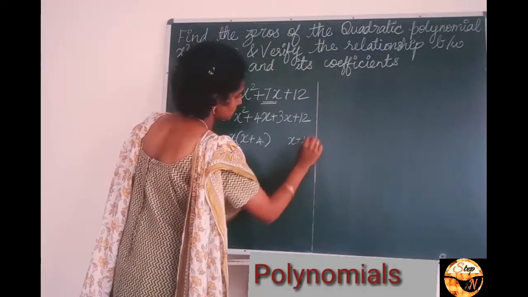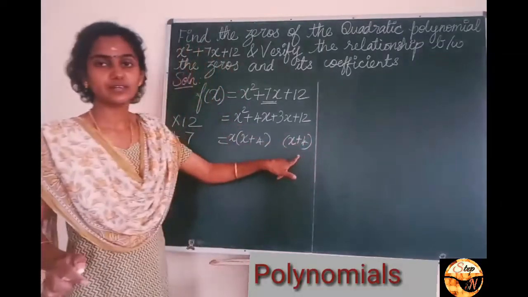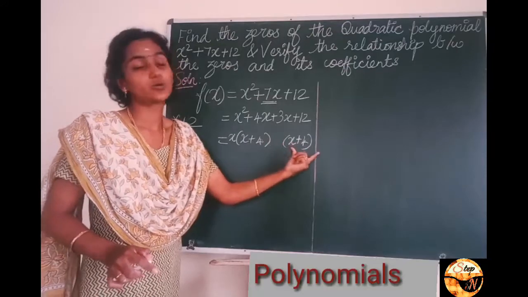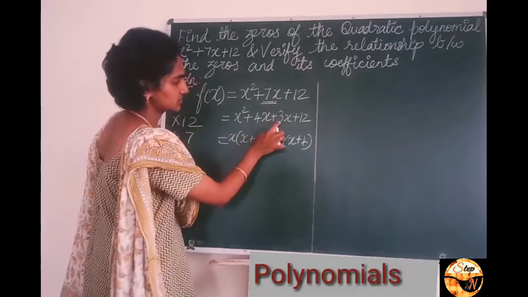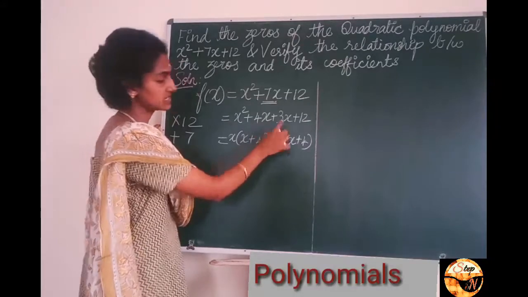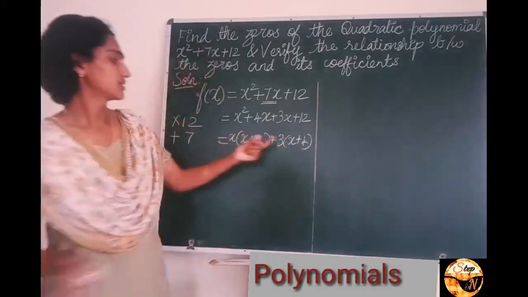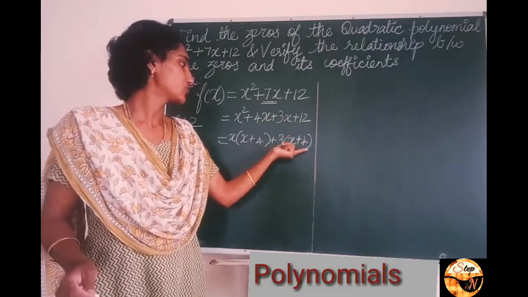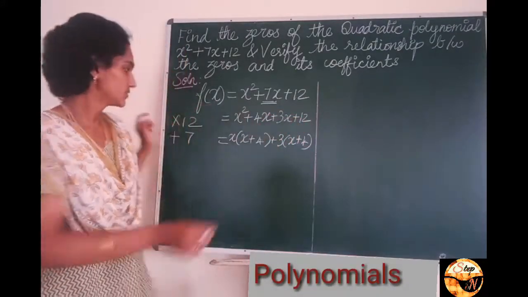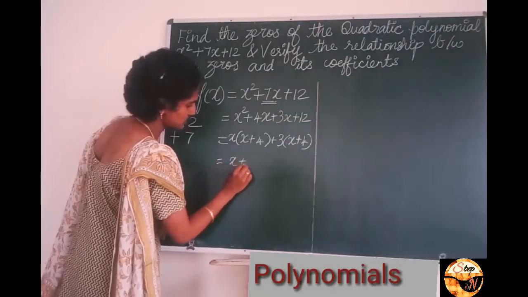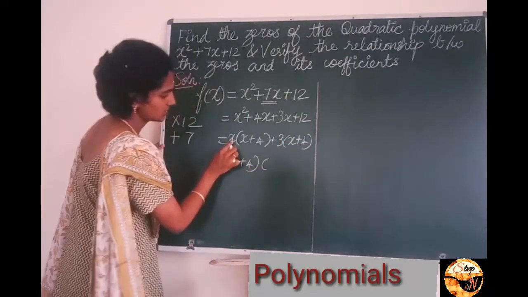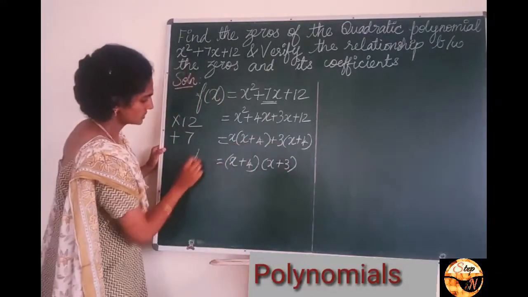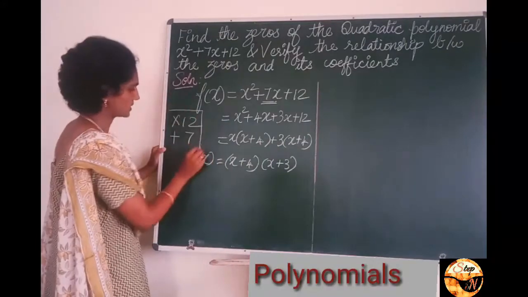The same x plus 4 will be here, so we have to multiply some term to get this term. So what is that term? That is plus 3. 3 into x will be 3x. Then 3 into 4 will be 12, plus 12. So next, x plus 4 we can write, and x plus 3, the remaining terms. So this will be the f of x.